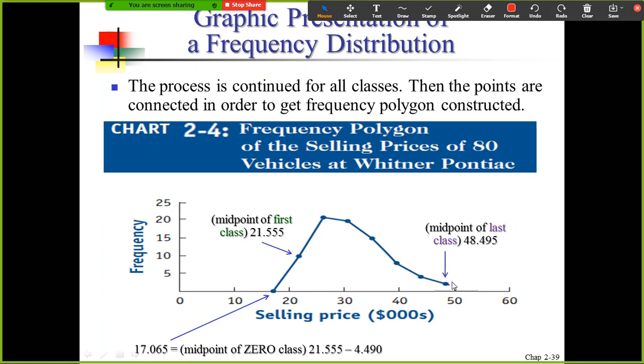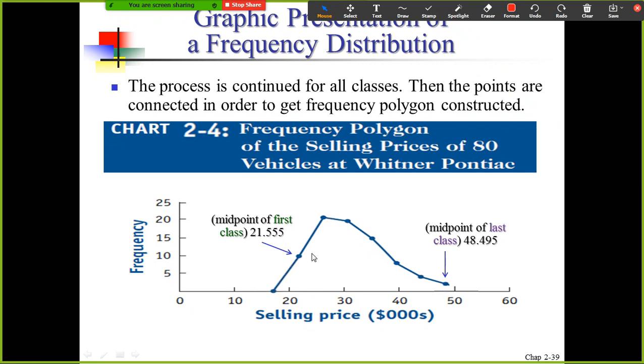And this one also, this is the last class midpoint, and this is flying in the air. That's why I need to connect it to the ground. So I need to find the midpoint of the class after the last class. How to get this one? By taking the class midpoint of the last class plus i. So this is completely called a frequency polygon. Actually, this is a frequency polygon already, but it's not good looking. It's like a mountain flying.